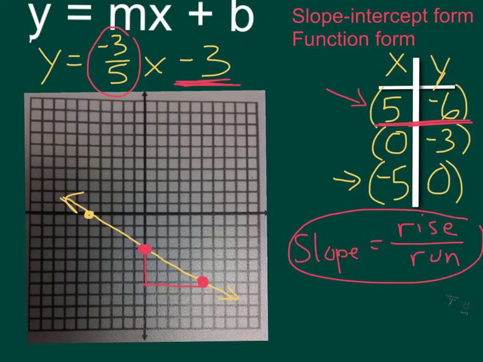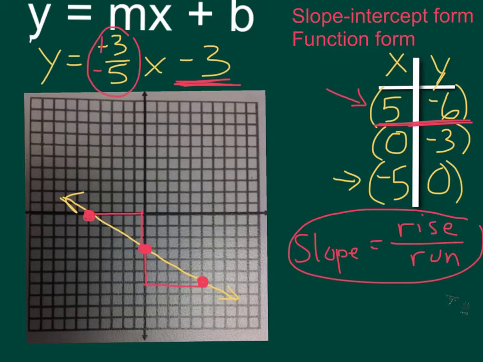Another way you could read that is -3/5 could be the same as positive on the top and negative on the bottom. The answer would still be -3/5. So I could have said, well, my rise would then be up 3, left 5. And there's your next point.